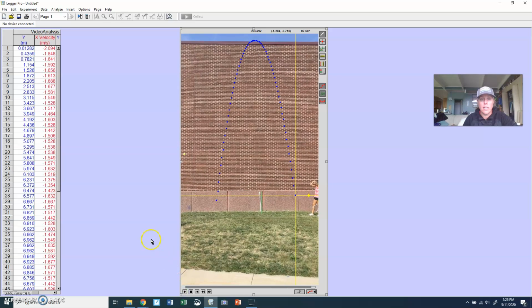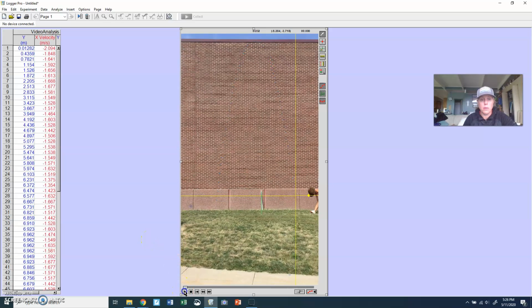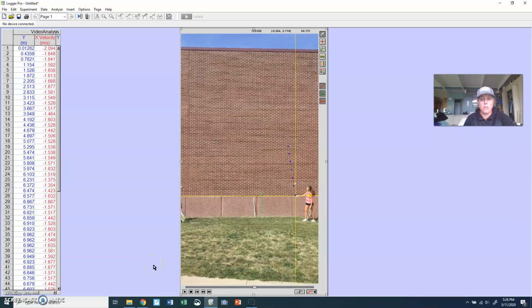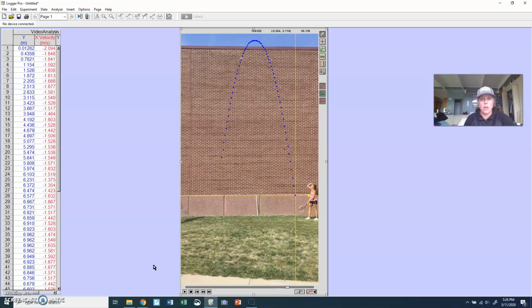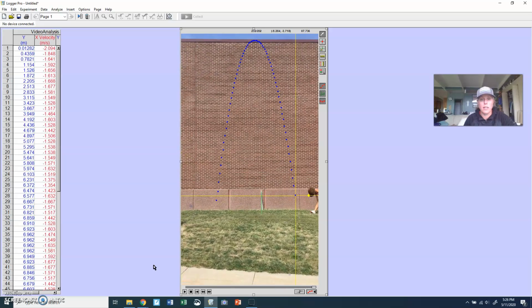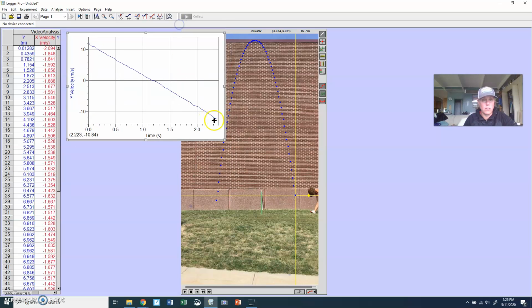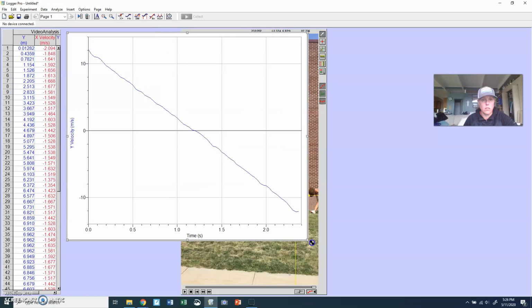Let's see, we'll play it again. You can hear her voice. We set it up, she hits, and all my data points plot that motion. Now what I'm going to do is insert some graphs. I'm going to insert a graph, and let's see what we can do here.